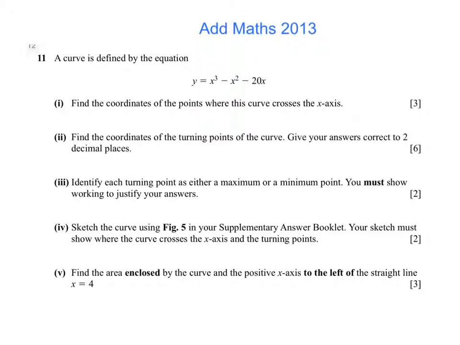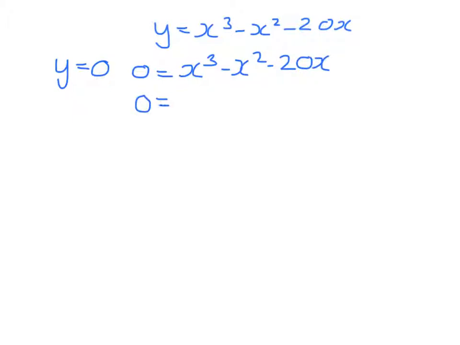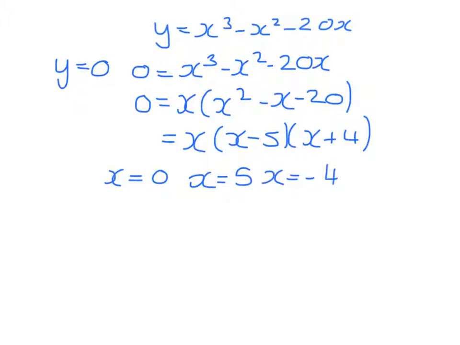2013 ADMAS Paper 1 Question 11. Part 1, we're asked to find where the curve crosses the x-axis, so that's where y equals 0. So 0 has to equal x cubed minus x squared minus 20x. If I factorise that, we have x times (x squared minus x minus 20). And then factorise the quadratic with (x minus 5) times (x plus 4). So that gives us 3 points: x equals 0, x equals 5, and x equals minus 4.